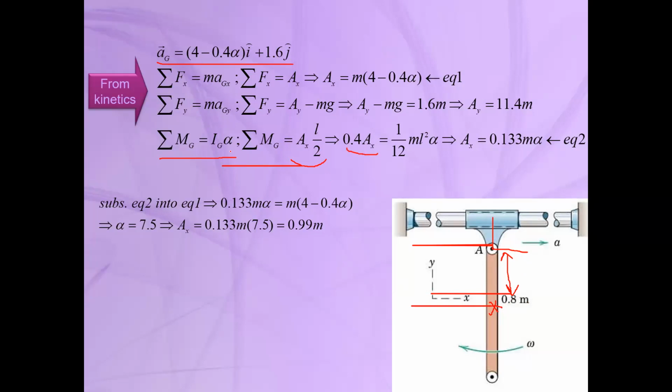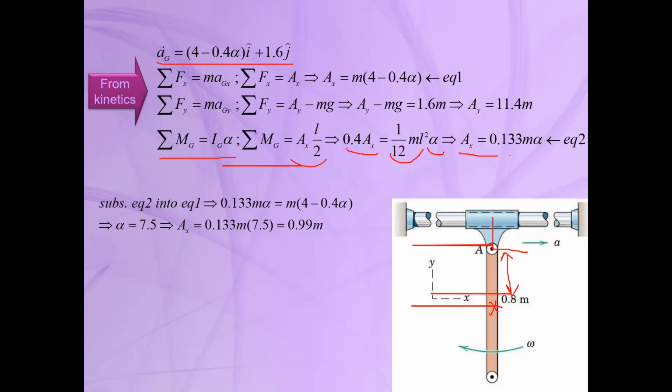It must be equal to IG alpha, where IG is the mass moment of inertia about the mass center, and alpha is the angular acceleration. So we can substitute IG, which for a bar we know is equal to 1 divided by 12 times m L squared, and times alpha, which is the angular acceleration. So this is another extra equation that I told you we needed to obtain the alpha and AX.